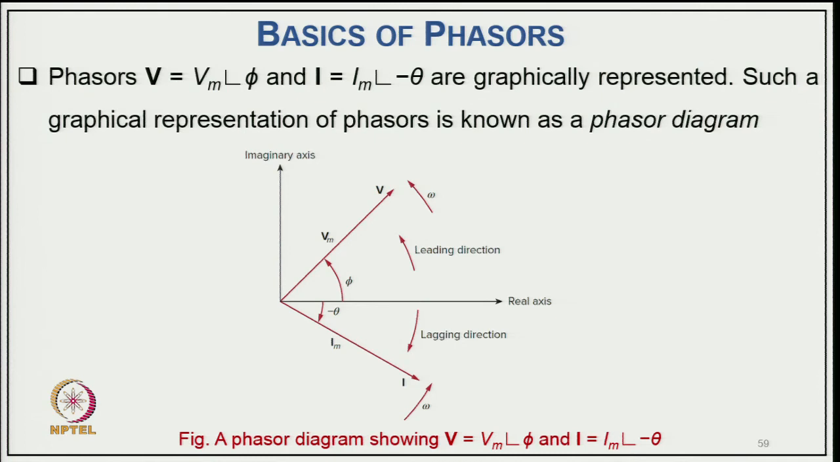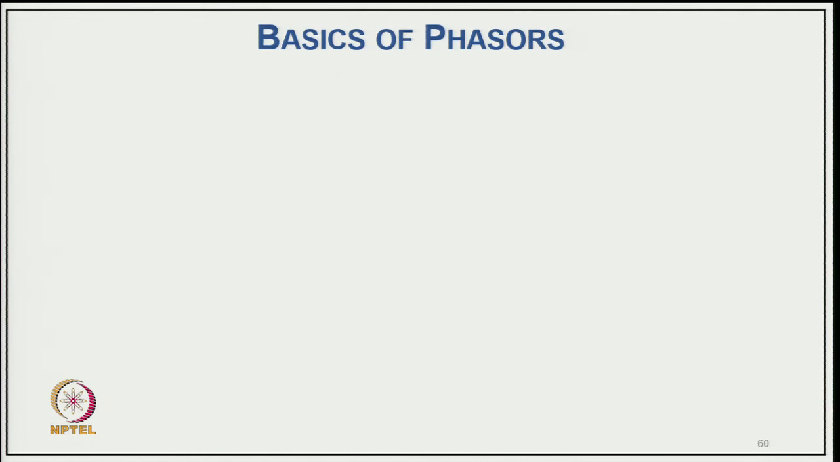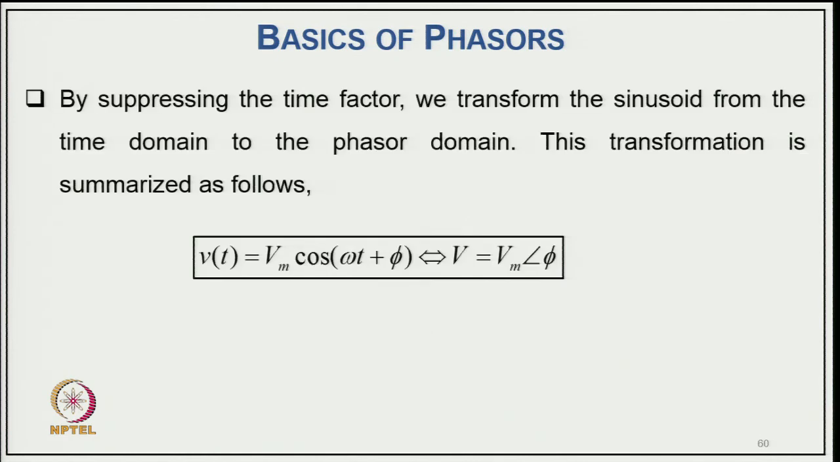As you can see here, with the imaginary axis and the real axis, you have V_m at an angle of φ from the x axis. This we call a leading waveform. The current I_m is at an angle of minus θ from the x axis. This is V, this is I, with their respective values. So the phasor diagram shows V = V_m ∠φ and I = I_m ∠-θ, and that we call the representation by phasors.